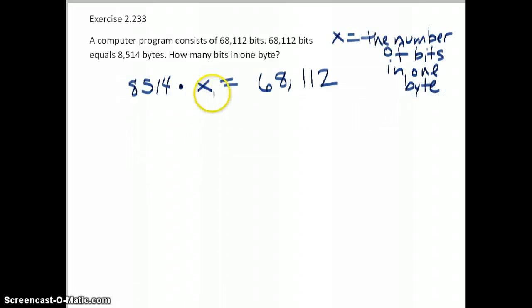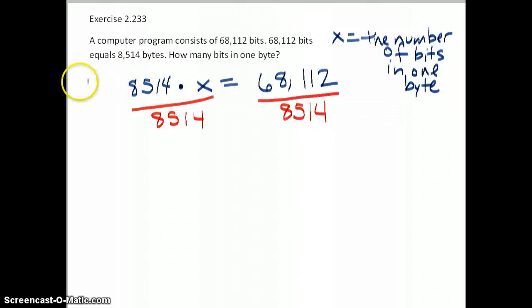So in order to solve for x, I need to get the x all by itself. I need to isolate the variable, find out what x equals. So in the end, I'll have a statement that says x equals some number, and I'll be able to figure out what that number is. So in order to do that, I'm going to look at this problem and say, okay, in this case, x has been multiplied by 8,514. So in order to isolate the variable, to get the x by itself, I need to divide by 8,514. And I need to divide on both sides of the equation. Whatever I do on one side of the equation, I must also do on the other side of the equation.